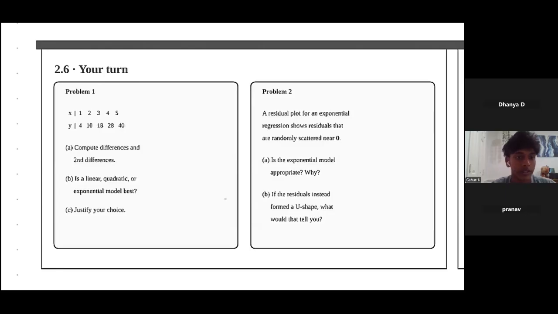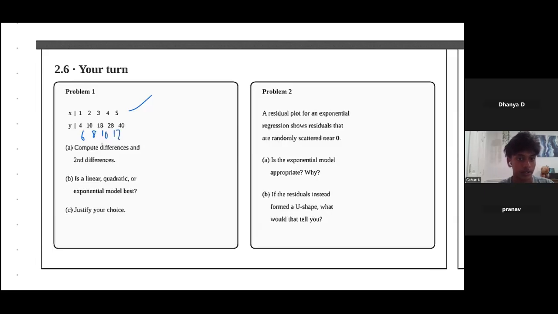I'm going to go ahead and solve these two questions now. First thing, before we compute differences, we have to check X. 1, 2, 3, 4, 5. Okay, that's checked off. Now let's compute the differences. 10 minus 4, 6. 18 minus 10, 8. 28 minus 18, 10. Okay, I'm starting to see a pattern. 40 minus 28, 12.